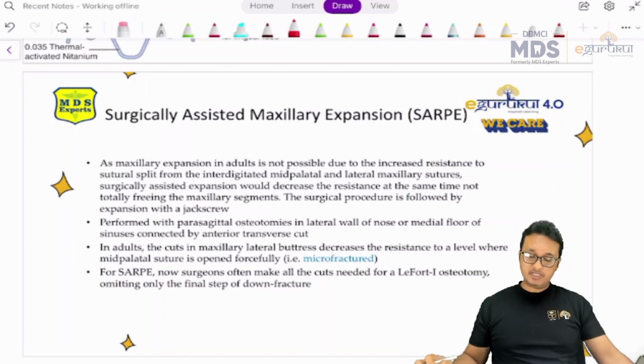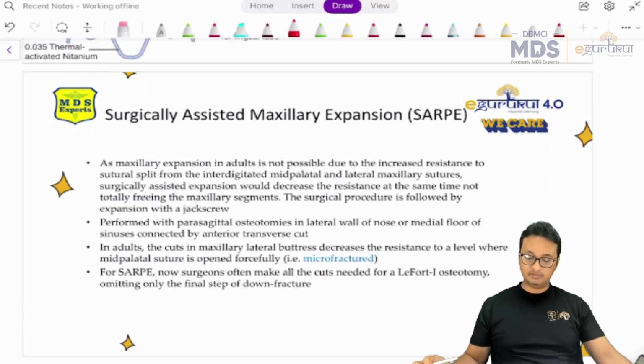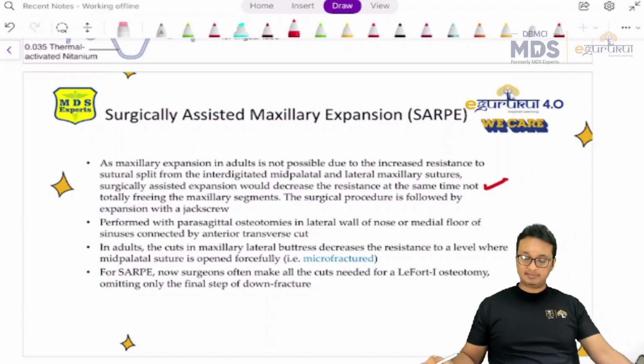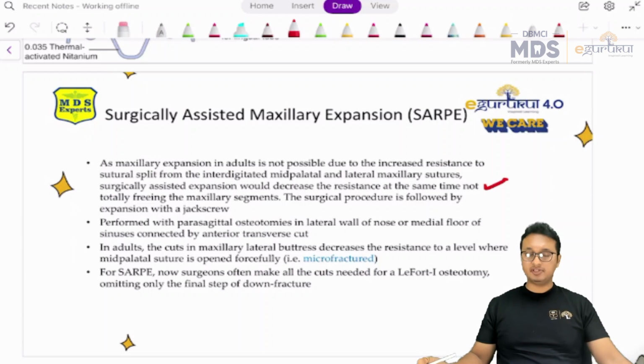Now coming to surgically assisted maxillary expansion, also known as SARPE. As maxillary expansion in adults is not possible due to increased resistance to sutural split from the interdigitated mid-palatal and lateral maxillary sutures, surgically assisted expansion would decrease the resistance, at the same time not totally freeing the maxillary segments. This procedure is followed by expansion with the jack screw.